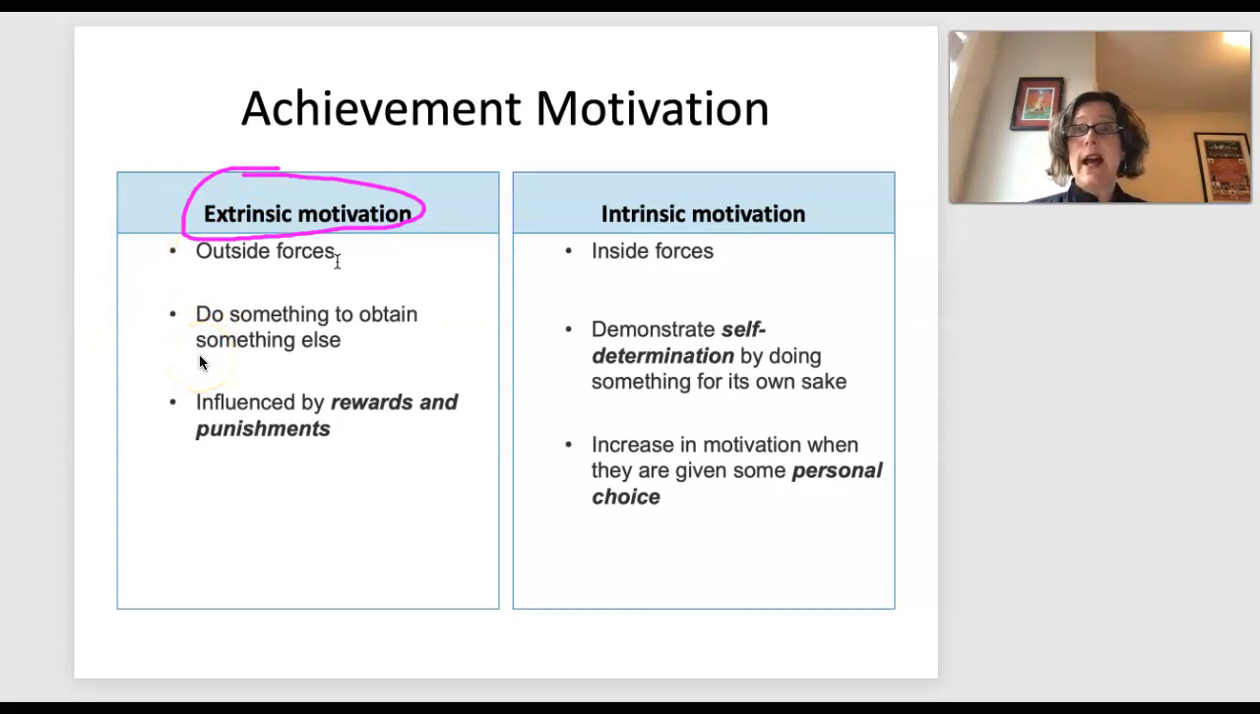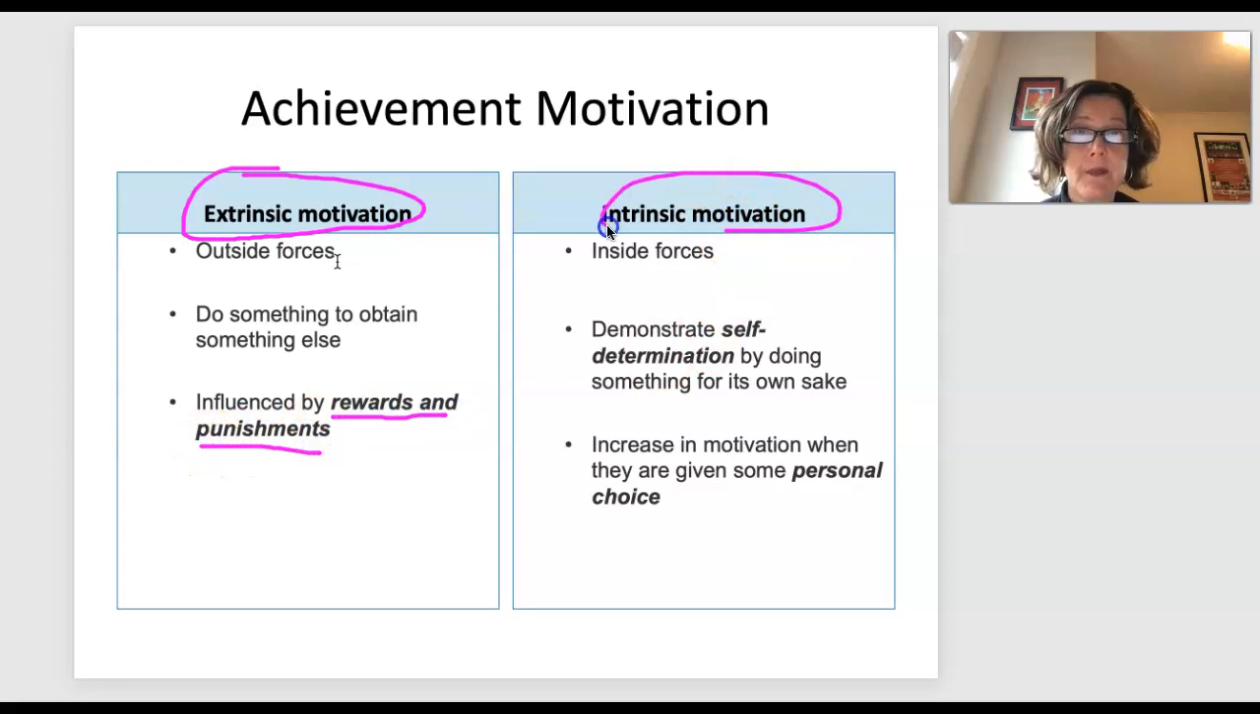So again, my sister-in-law, who worked at Johnson & Johnson, worked really hard, got lots of external rewards like going on trips and things. And so you are doing something to obtain something else, and you're influenced absolutely by rewards and punishments.